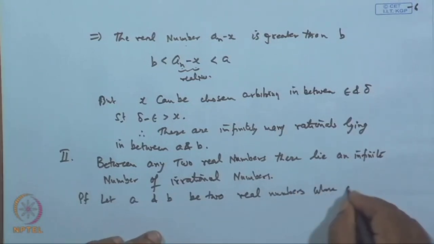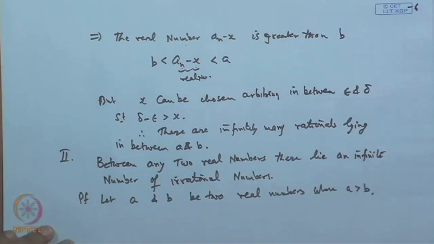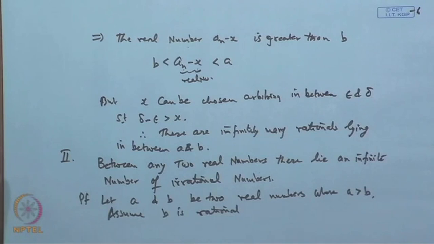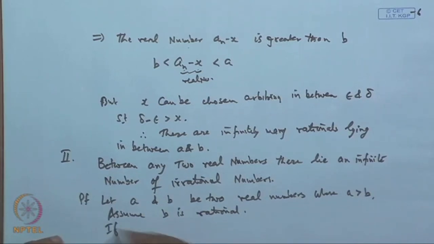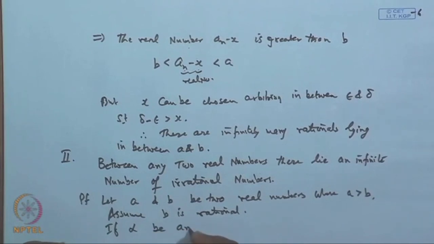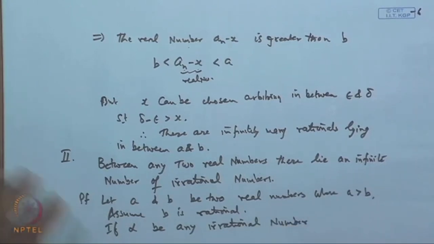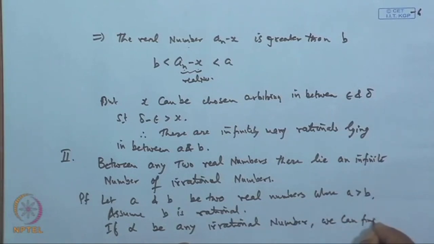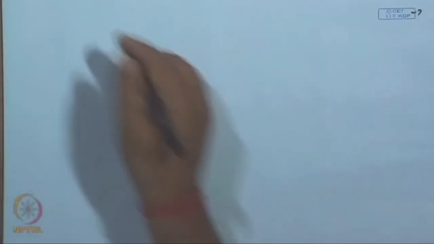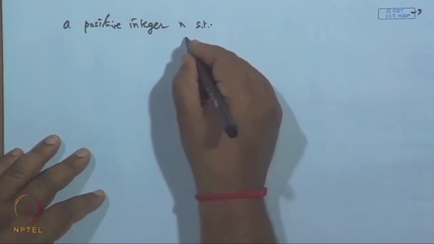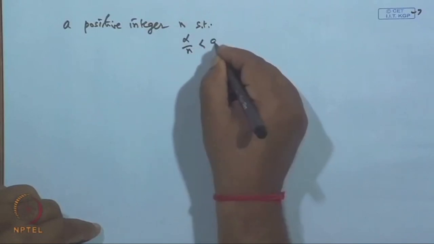Real numbers where a is greater than, say, b. Let us assume b is rational. Okay. Now if alpha be any irrational number, then we can find a positive integer n such that alpha by n is strictly less than a minus b.